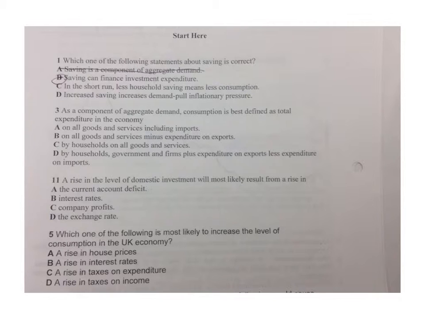Now, ignore that first underline thing, because I just picked up someone else's paper. But the first question says, which one of the following statements about saving is correct? Is saving a component of aggregate demand? And we know that's not true, because aggregate demand is C plus I plus G plus X minus M. Those stand for consumer spending, investment, government spending, and then X minus M means exports minus imports, and we're doing that later. So anyway, is saving in there at all? No. So that answer is definitely wrong, so you can cross that out.